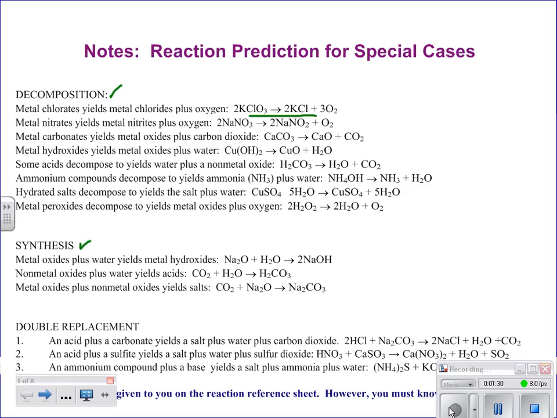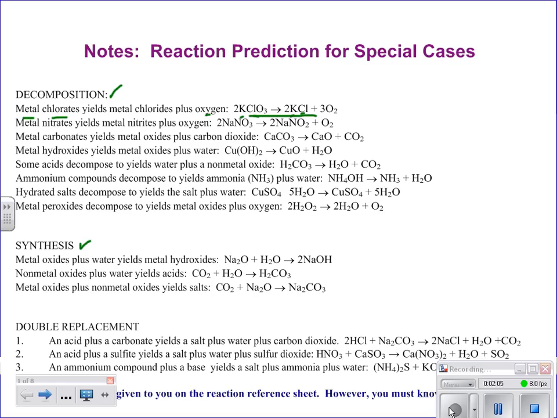I am not going to read all of these because the key here is that we want to go through some examples, and we will hit these when we go through the examples, but make sure you understand what this is saying. If you have a metal chlorate, the metal might be something like potassium. So potassium chlorate decomposes, it breaks down to form metal chlorides. So in this case, it would be potassium chloride plus oxygen. And so you just have to relate these to all of your special cases. Notice these are still easy to identify.